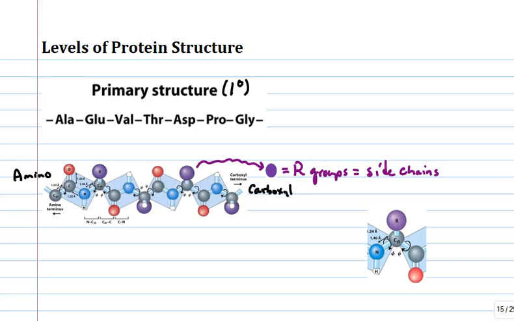Welcome to this instructional video on the levels of protein structure. The first level of protein structure is called primary structure. It is the linear sequence of amino acids in a peptide or a protein.